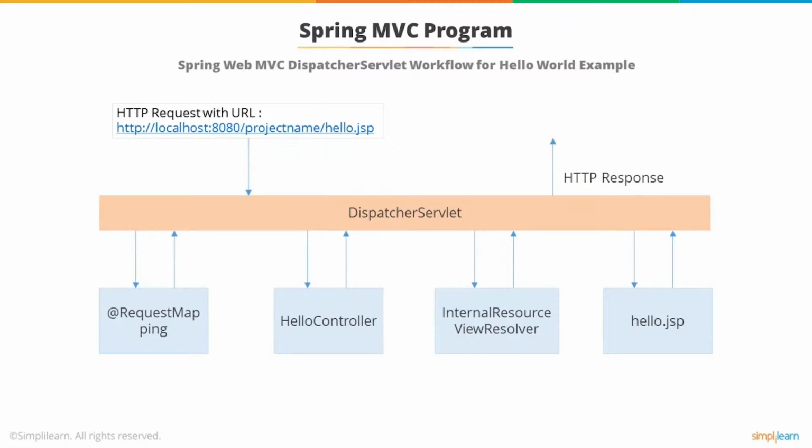Then the dispatcher servlet will communicate with the hello controller. Then the internal resource view resolver. And finally the hello.jsp, which will generate the response.